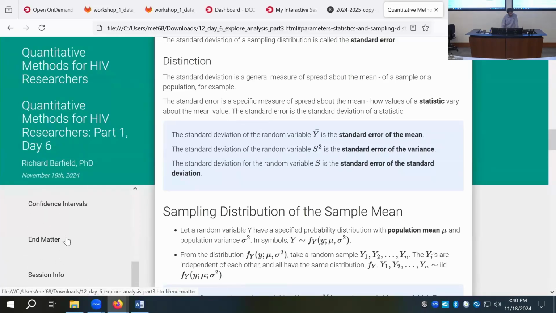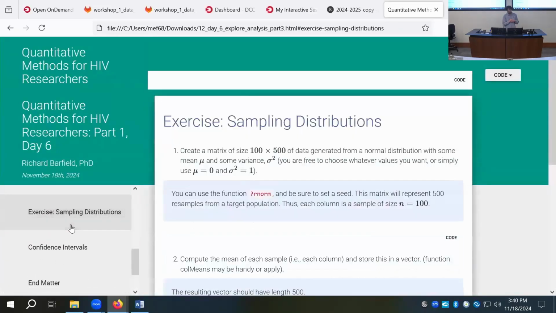All right, so I think maybe what we'll do is walk through these exercises, and then we will basically call it, and then maybe next week we'll go over confidence intervals and do a case study. Sound good? Yep.